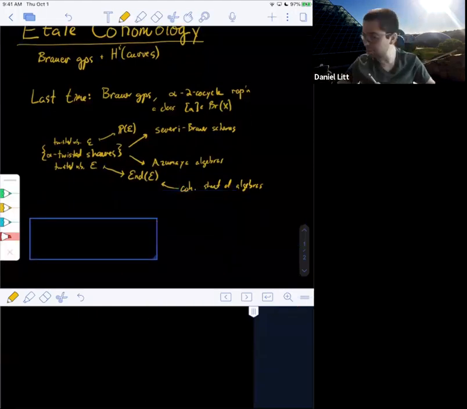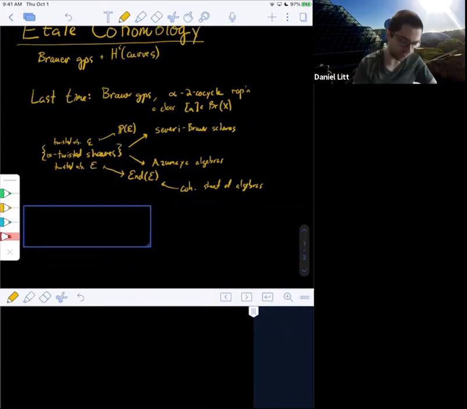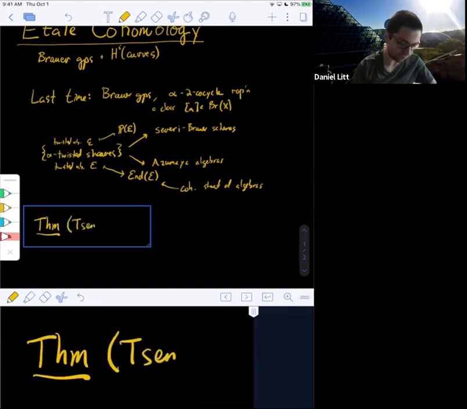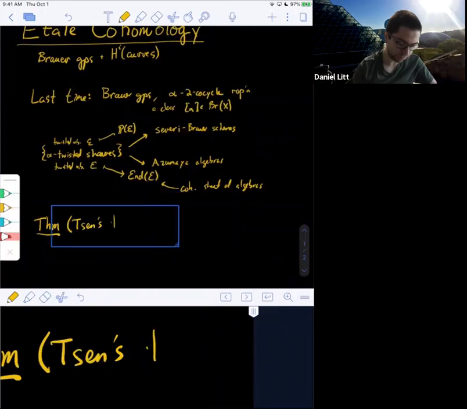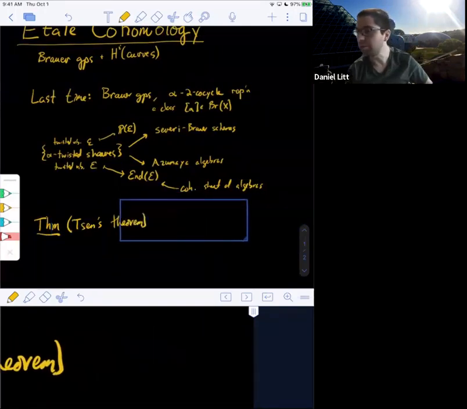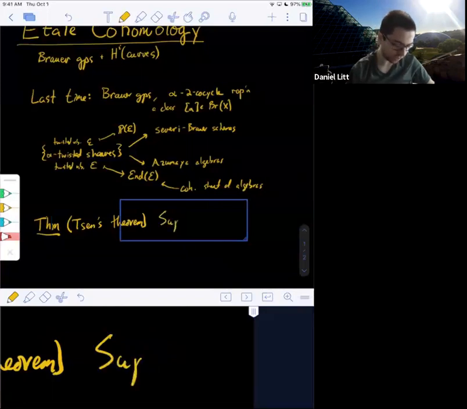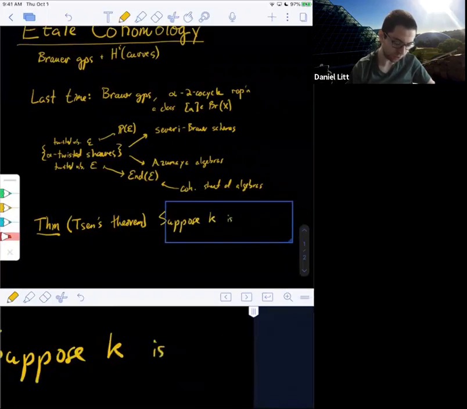Okay, so I want to use this geometric description to prove something. So I want to prove the following theorem, which sometimes people call Tsen's theorem or the Tsen-Lang theorem. So it's the following. So suppose that K is a quasi-algebraically closed field. Sorry, K is a C1 field.